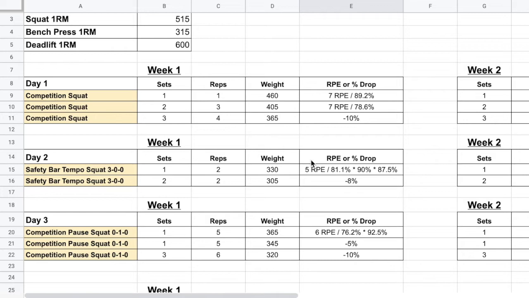I personally am a big fan of using self-limiting variations for a couple reasons. One, because it typically allows us to train at higher relative intensities more often, because we don't have to use as high of an absolute load, and that tends to just keep people healthier.